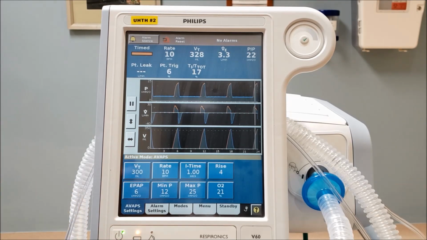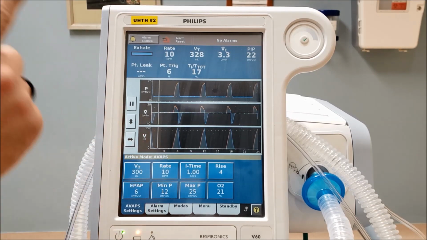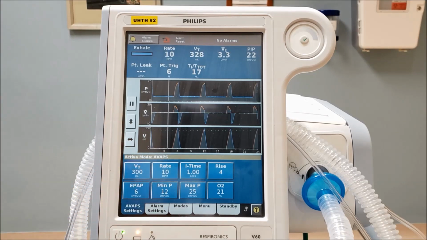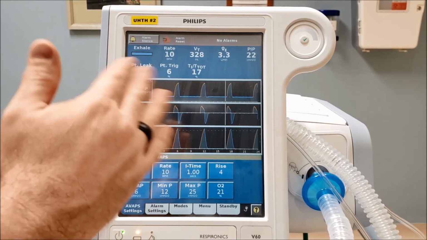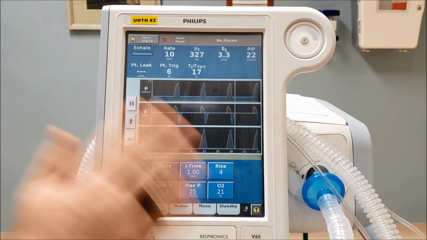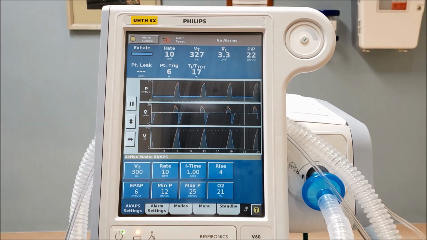So AVAPS is really good for a few things. Neurological disorders. It's really good for a COPD patient that wears BiPAP at night to keep them from hypoventilating at night. It's also good for obesity hypoventilation. Those are all really good uses for this because it's going to move that pressure and it's not going to blast them with a lot of pressure each time if they don't need it.